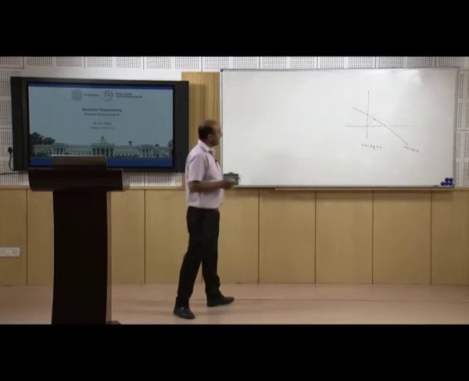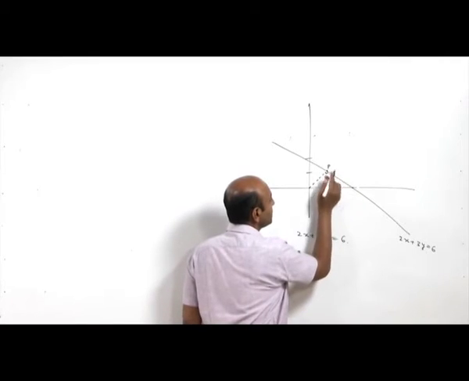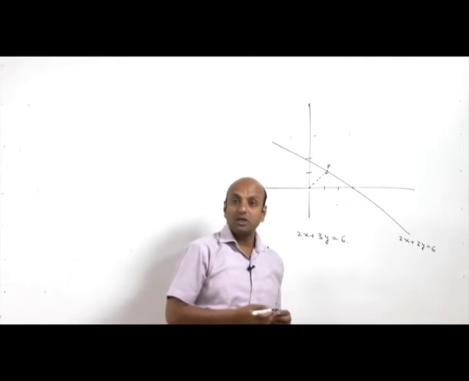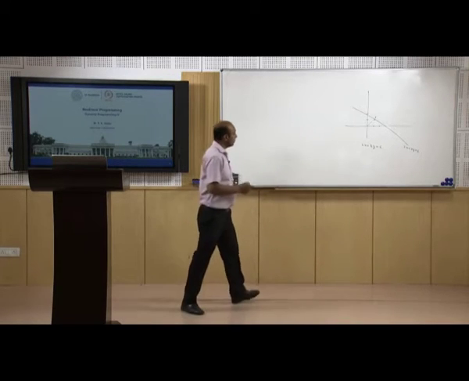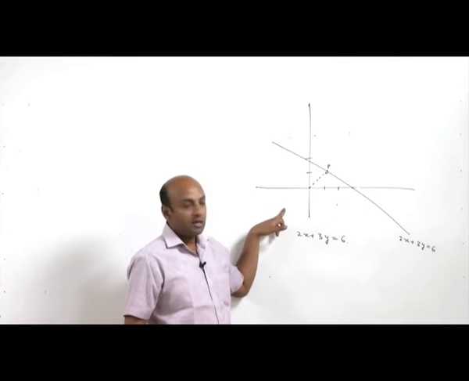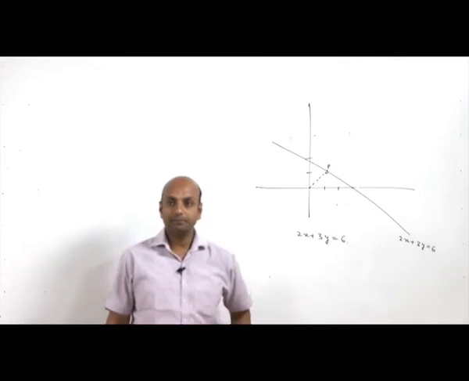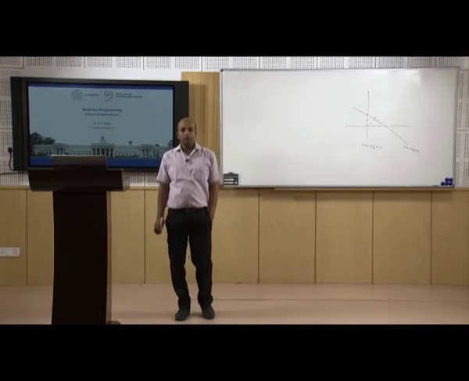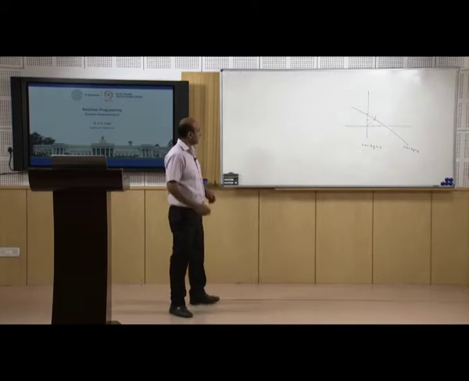So, we can easily find this point P, which is at the shortest distance from the origin on this line, using coordinate geometry also. We can simply find the equation of the perpendicular straight line, and then the point of intersection of this straight line with the given line gives the point P. But the same problem can also be solved using dynamic programming. So, how can we solve it using dynamic programming? Let us see.